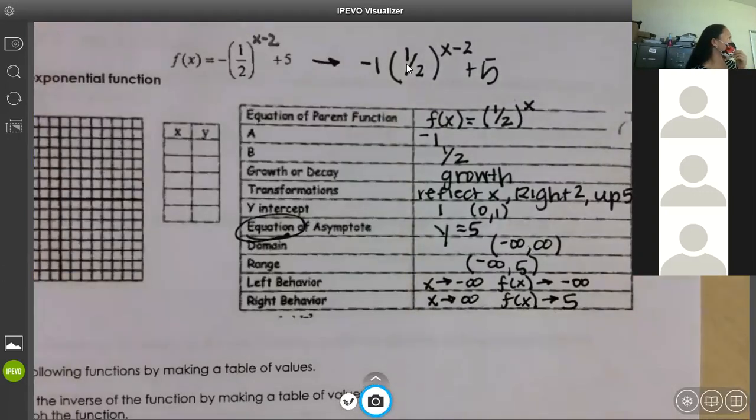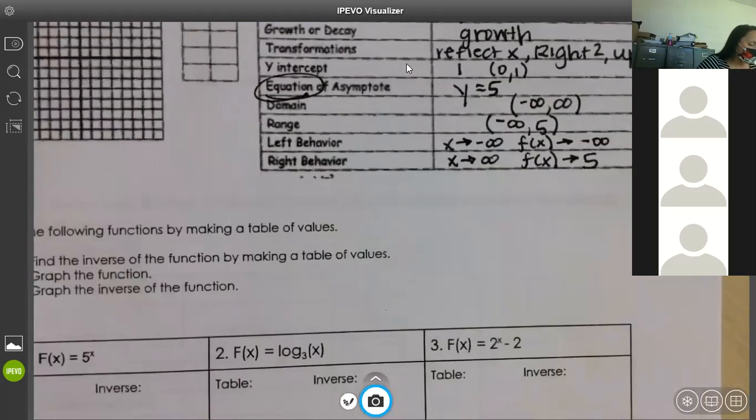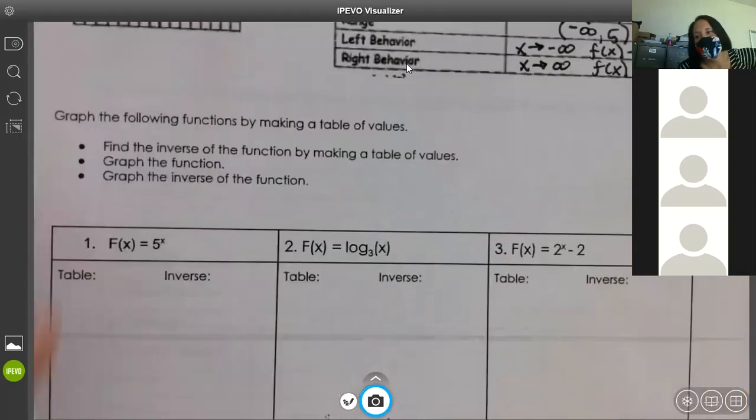Any questions? Is everybody good? All right. So now graph the following functions by making a table of values. We don't know how to work with log functions yet, so it just wants you to take the values and make the inverse. So graph the function, graph the inverse. I'm going to do both. I'm going to use 2 different colors so you guys can see.